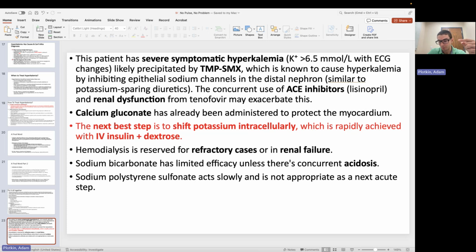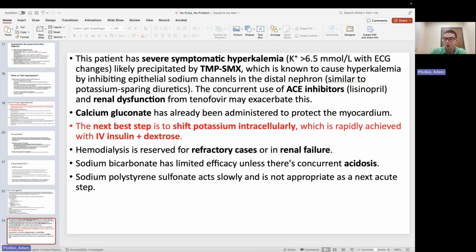TMP blocks dihydrofolate reductase. SMX blocks dihydropteroate synthase, right? It's a great drug. Unfortunately, this TMP portion of it can also block the ENaC channels. So when you block the ENaC channels, we don't get the reabsorption of water or of sodium. And when I don't get the reabsorption of sodium, I don't kick out potassium into the urinary system, into the tubular system, right? These are in our principal cells. So if I'm blocking that channel, the potassium builds up, up, and up.